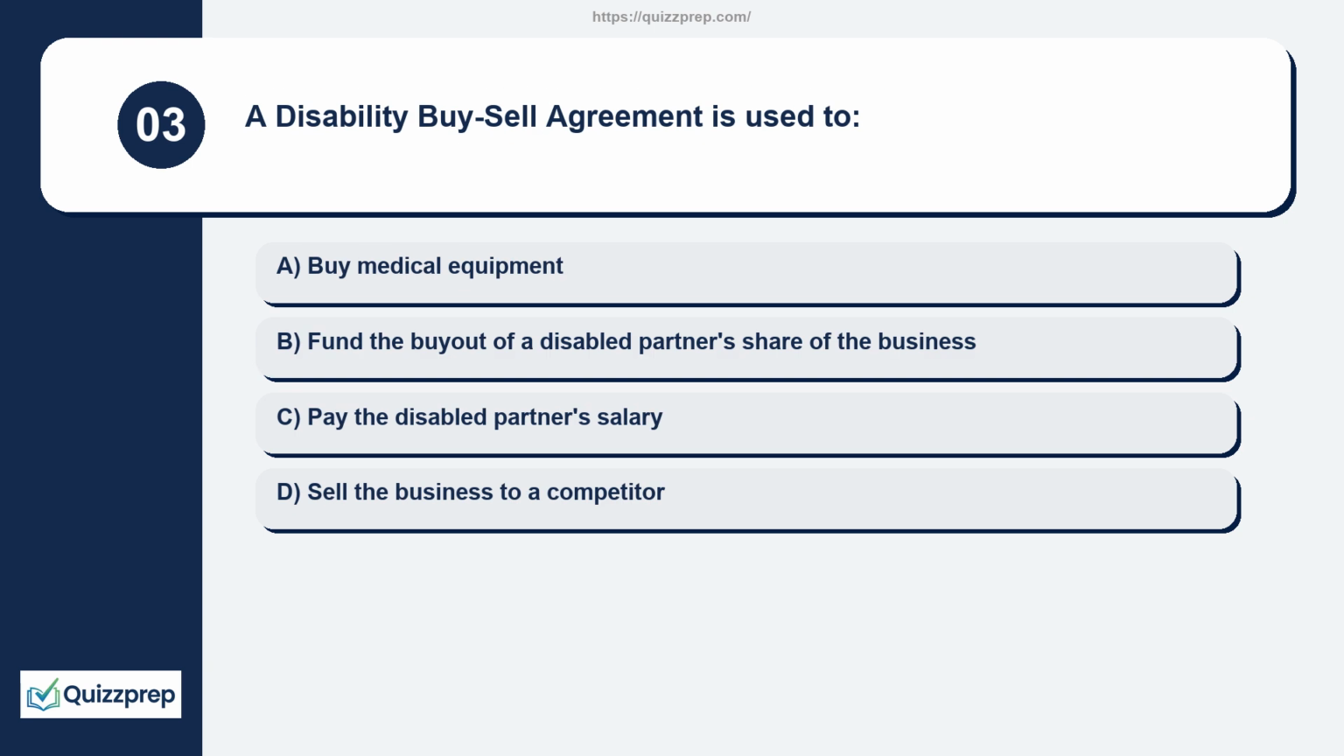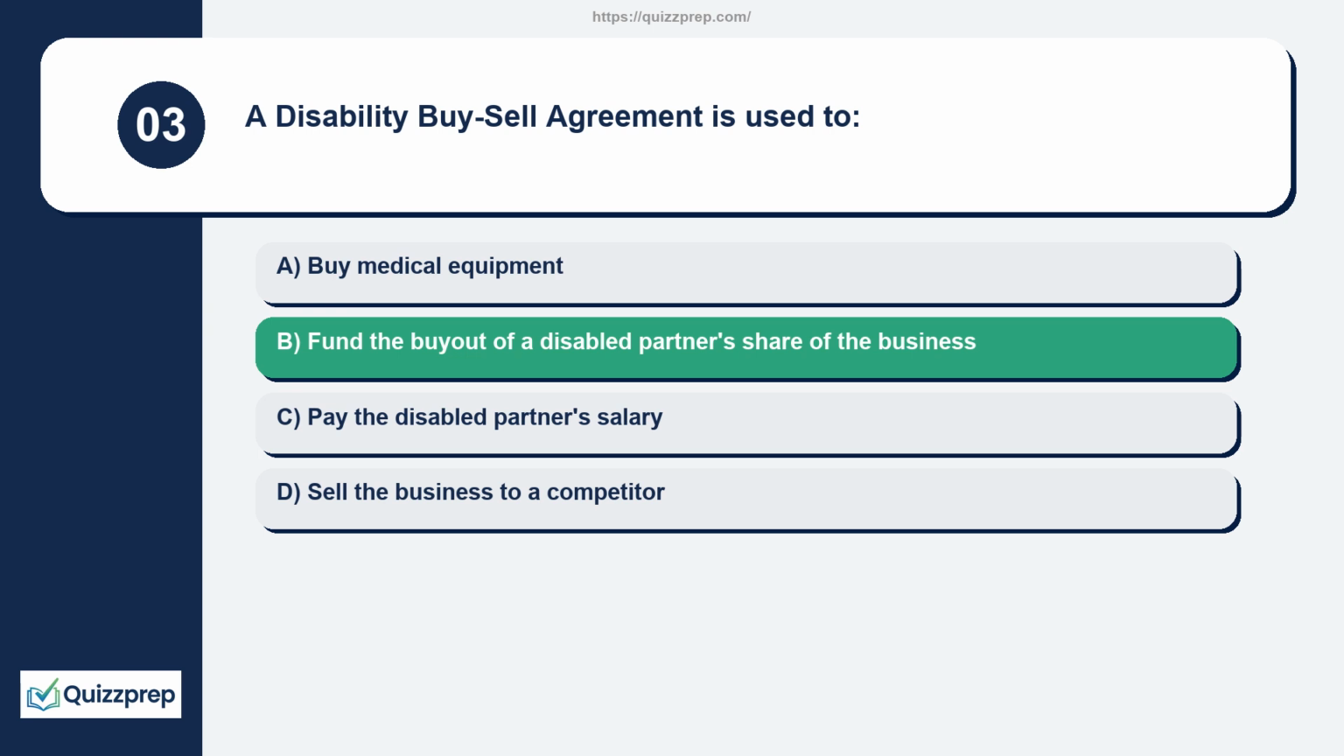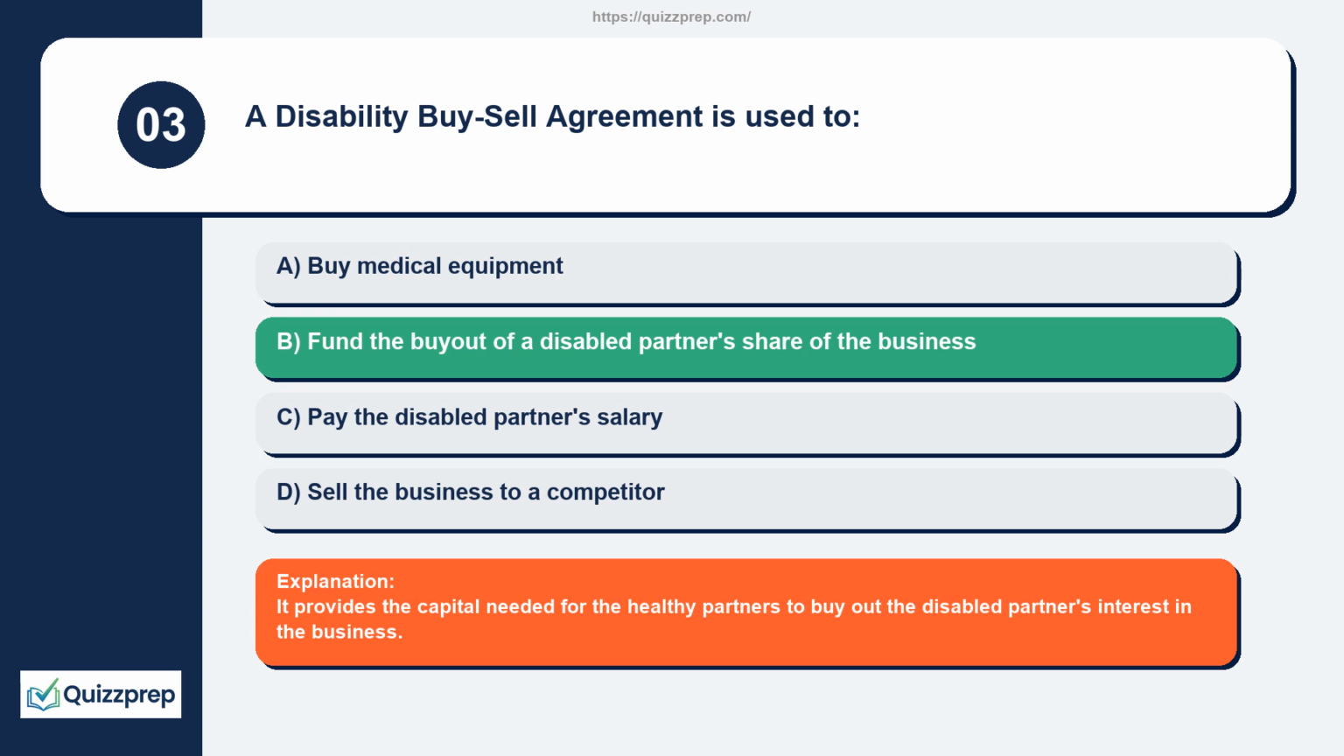Question 3. A disability buy-sell agreement is used to buy medical equipment, fund the buyout of a disabled partner's share of the business, pay the disabled partner's salary, sell the business to a competitor. It provides the capital needed for the healthy partners to buy out the disabled partner's interest in the business.